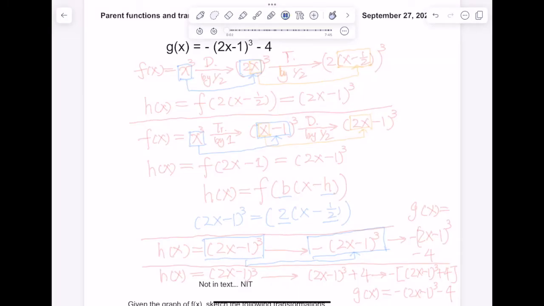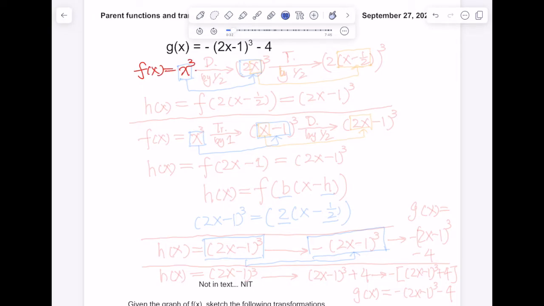We are going to use this example to illustrate the significance of the order of transformations of a parent function. The standard order of transformation is doing dilation first, followed by translation. This is the case for both horizontal and vertical. In this example, we have the parent function f of x equals x cubed.